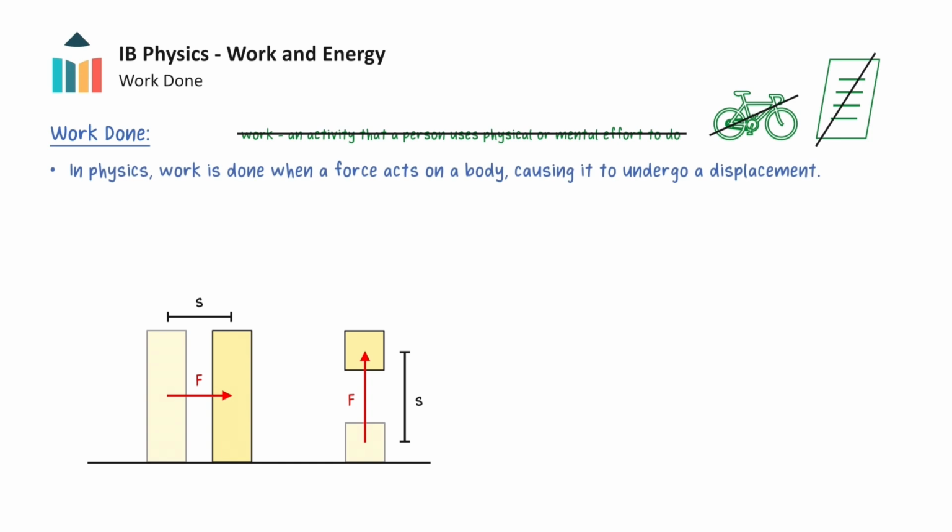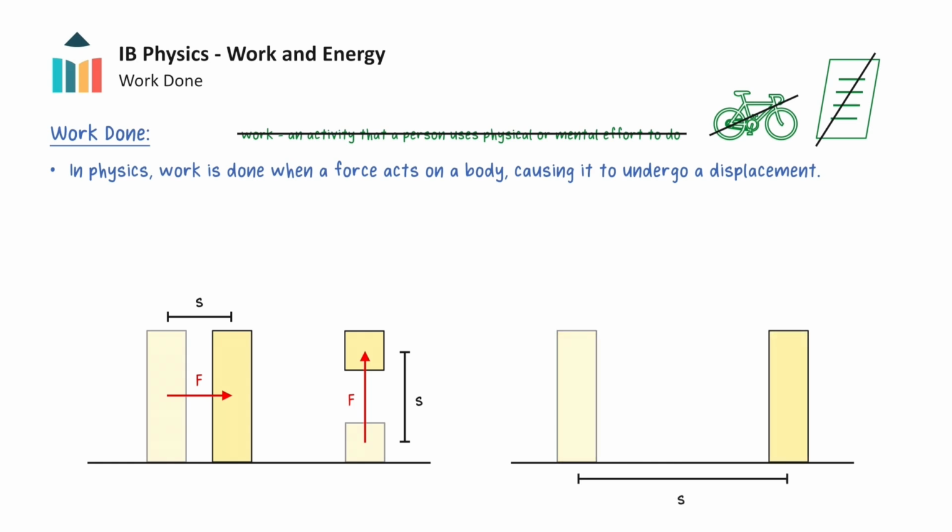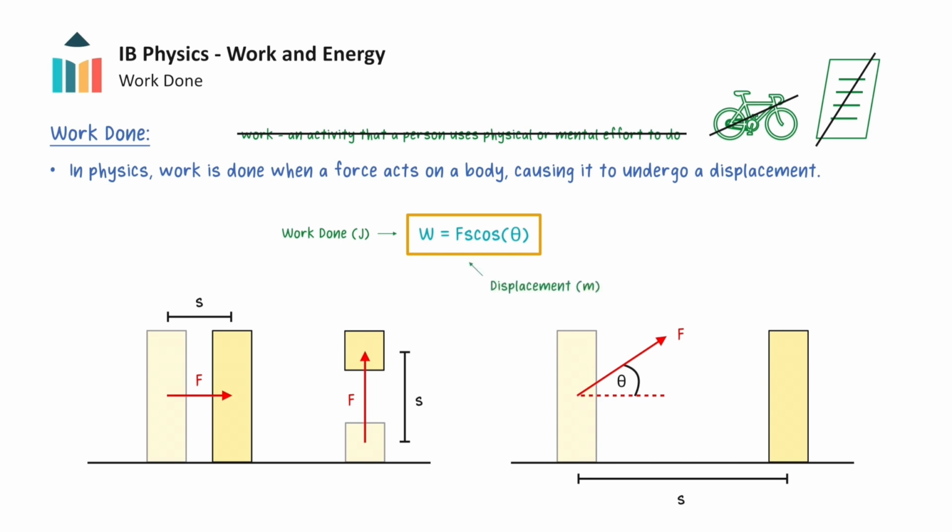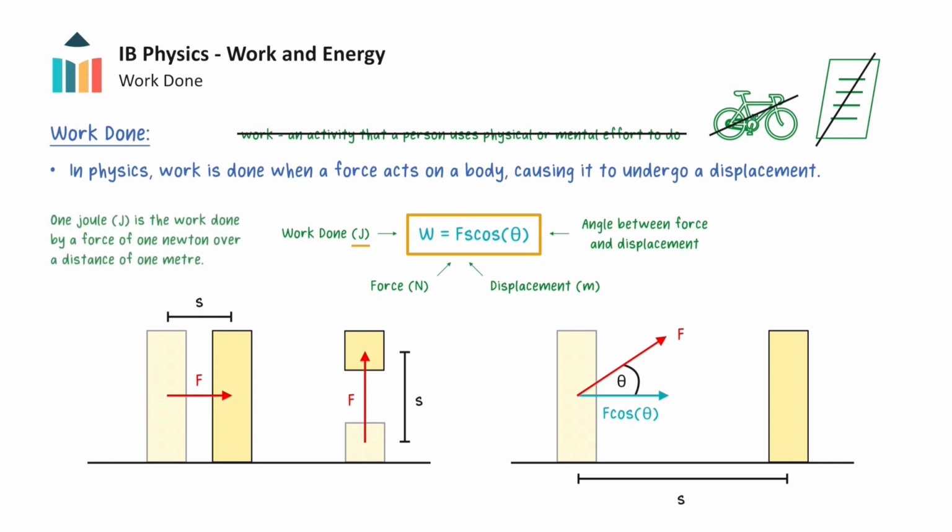In a generalized case, let's consider a body that undergoes a displacement of magnitude s along a straight line, due to a constant force F that makes an angle θ with the displacement. The work done by this force, denoted by capital W, is then defined as the product of the displacement s and the component of the force acting in the direction of the displacement, F cos θ. The SI unit of work is the joule, where 1 joule is defined to be the work done when a force of 1 newton moves a body by a distance of 1 meter in the direction of the force.